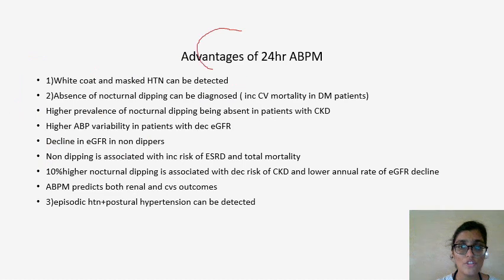What are the advantages of 24-hour ambulatory BP monitoring? White coat and masked hypertension can be detected. Now, what is white coat hypertension? White coat hypertension is when a patient presents to a clinic with anxiety. The measurements of BP in the clinic are always high compared to throughout the day. So it will lead to a false diagnosis of hypertension when actually the baseline BP is normal.